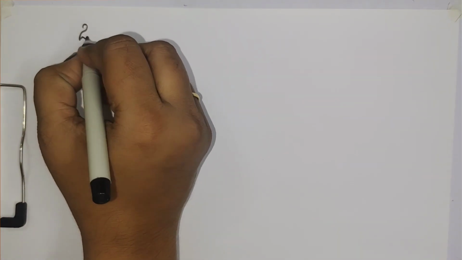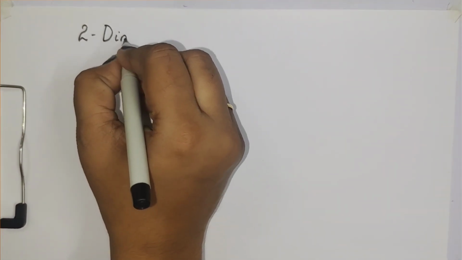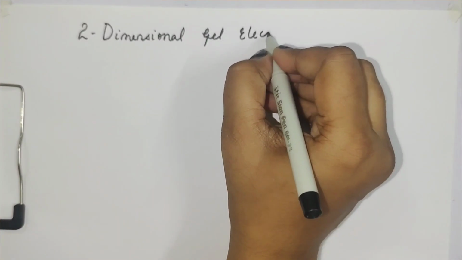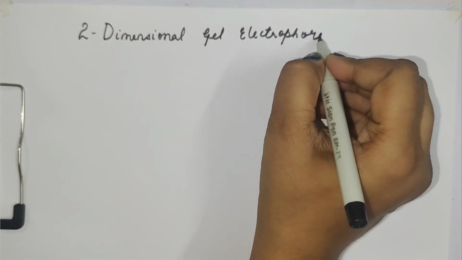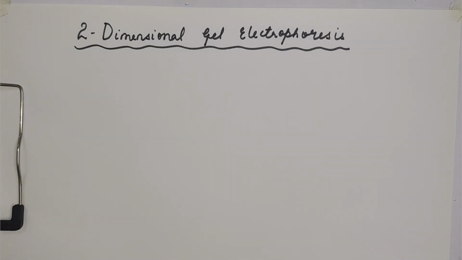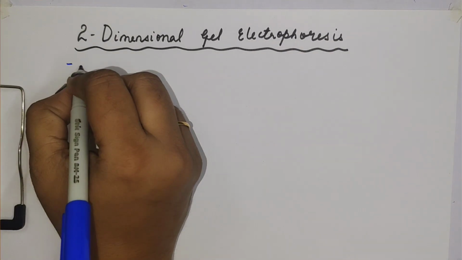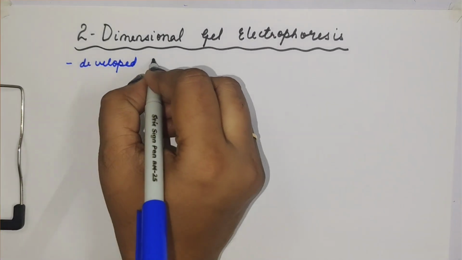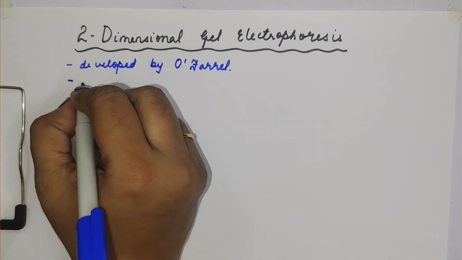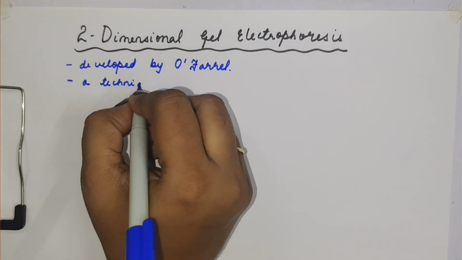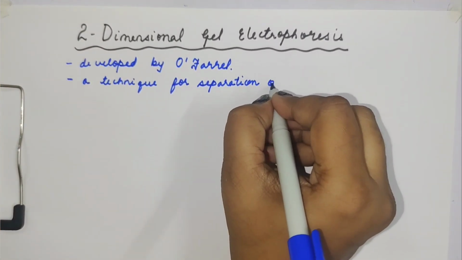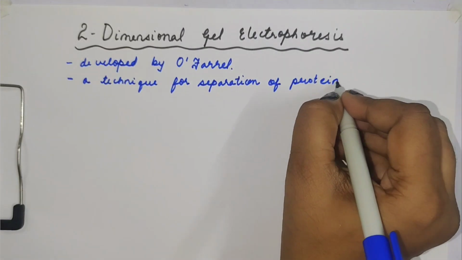So, the topic for today's video is two-dimensional gel electrophoresis. First of all, what is electrophoresis? Electro means electricity and phoresis means movement of molecules. So, if any molecule is moved under the influence of electricity, that is known as electrophoresis. This technique, two-dimensional gel electrophoresis, was developed by the scientist O'Farrell and is used for the separation of proteins.